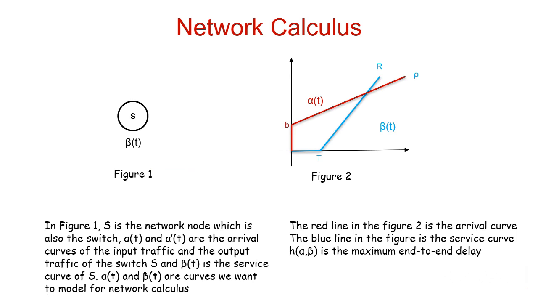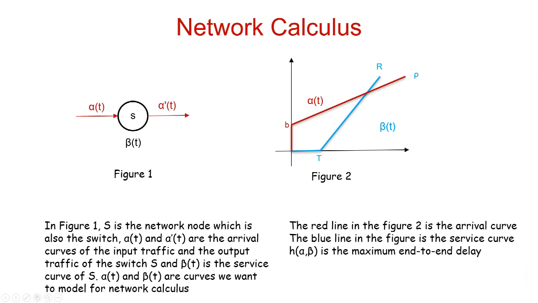To use network calculus, we should characterize the flows and switches with arrival curves and service curves, respectively. An arrival curve is the upper bound of the cumulative curve of the packets arriving to a node. The service curve is the minimum performance which is guaranteed by the switch. In Figure 1, S is the network node which is also the network switch. A network switch is networking hardware that connects devices on a computer network.